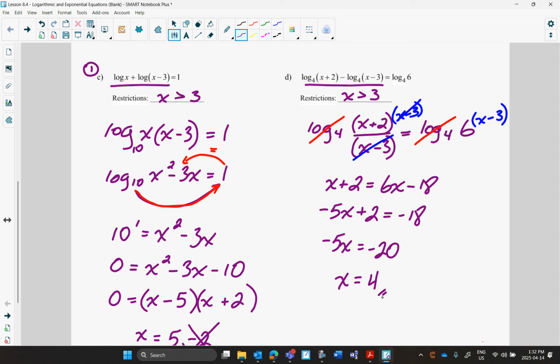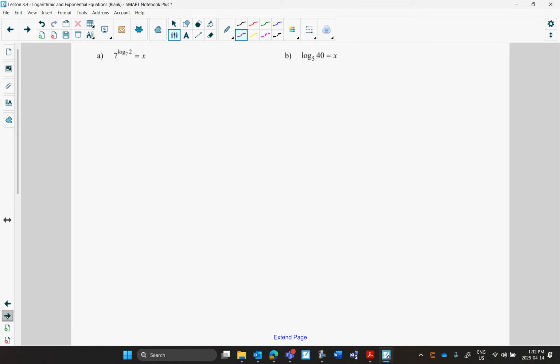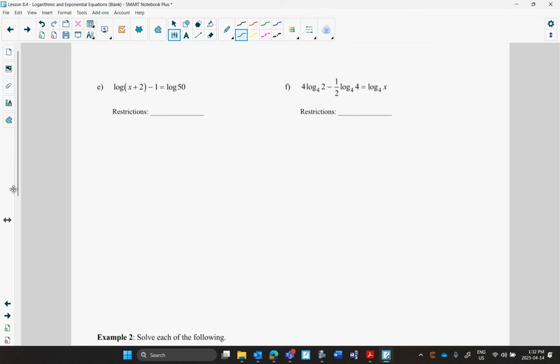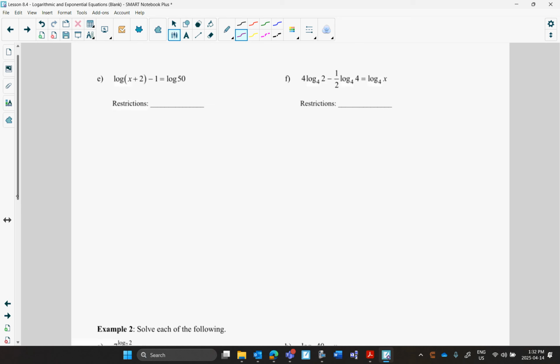Okay. And that was a number 2 type, by the way. Get a single log on each side and take them away. Okay. Couple more and then just throw a couple little ones at you after that.